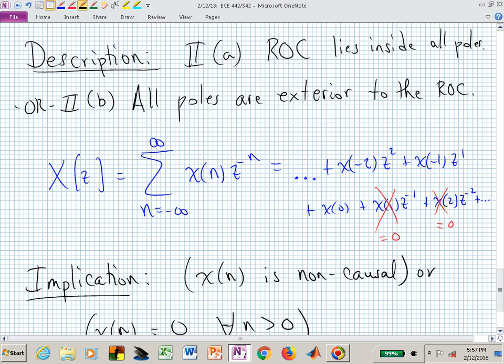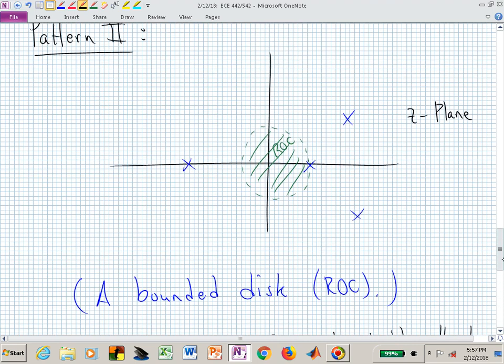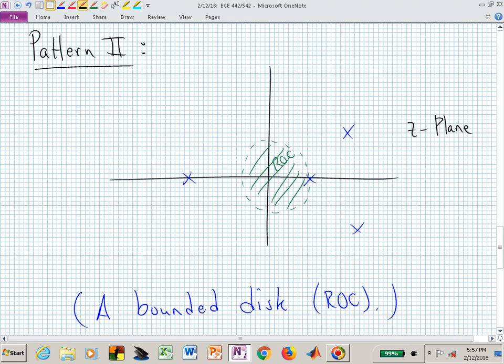If we had pattern number 2, when we have a bounded disk for our region of convergence, that's actually implying that whatever sequence we have based on these poles is defined when n is less than 0. So now we would have x of n being x of minus 1, x of minus 2, x of minus 3. That's the sequence that we would be seeing for this particular region of convergence pattern.